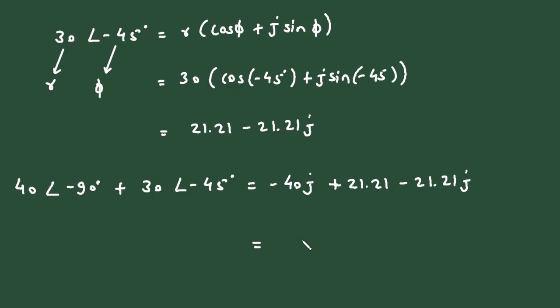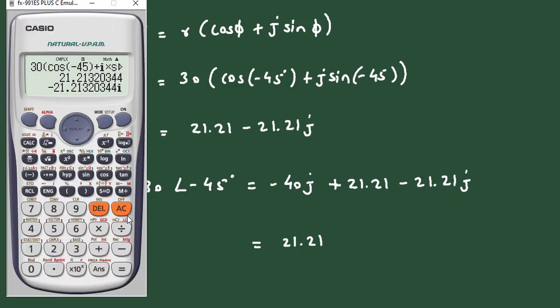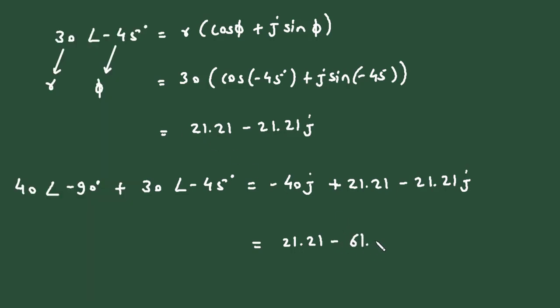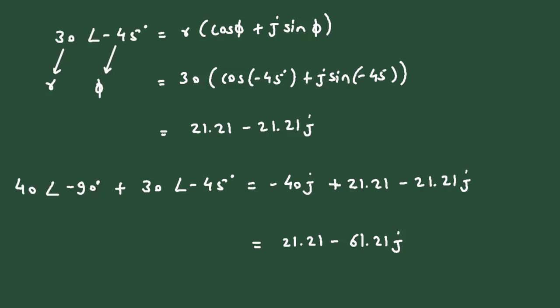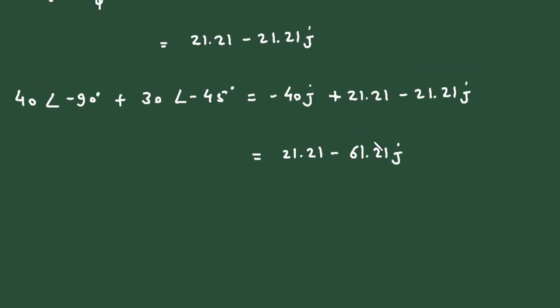Now here the real part is 21.21 and this will be minus 40, then minus 21.21. So it is minus 61.21 minus 61.21 J. So this is the answer we got in rectangular form.